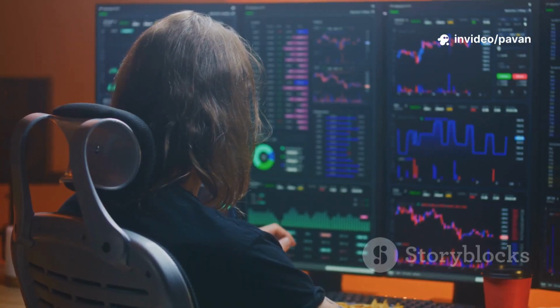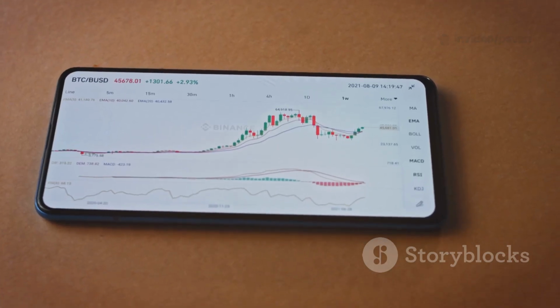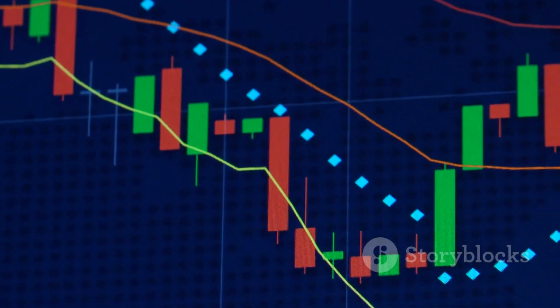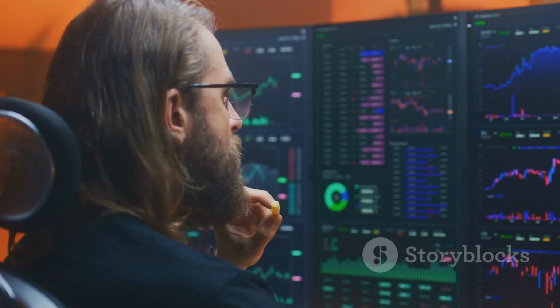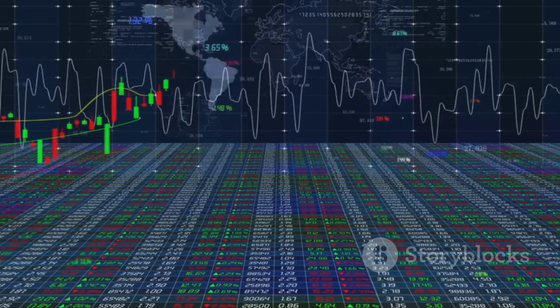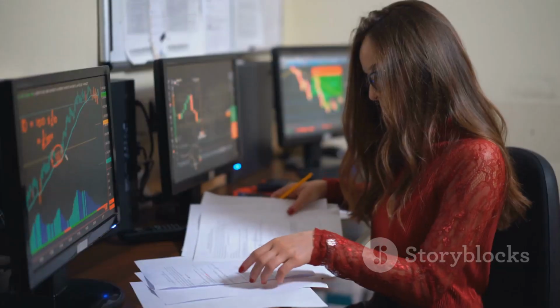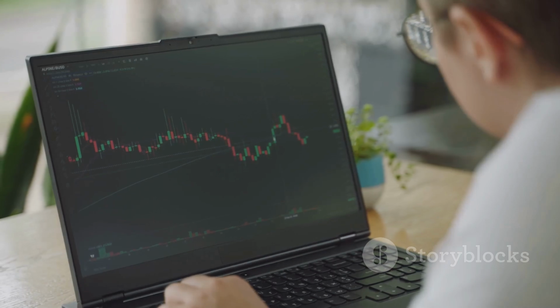Pro tip for intraday traders: stick with 5 or 15-minute candles and combine candlestick reading with indicators like RSI, EMA, or MACD. Don't just trust the candles. Always factor in volume, trend, and support or resistance zones. Master candlesticks, and you're one step closer to trading smarter.